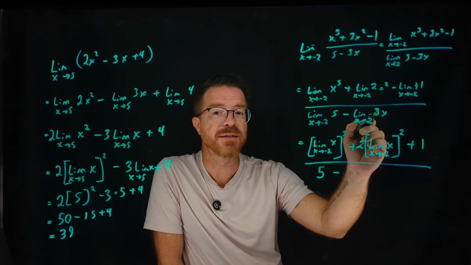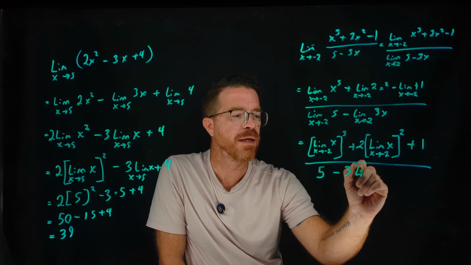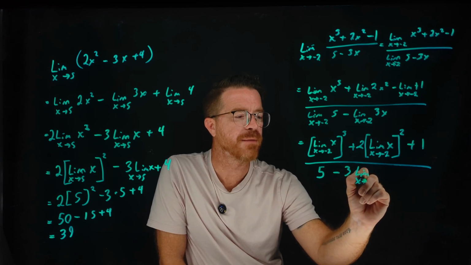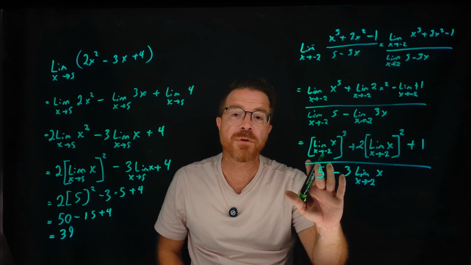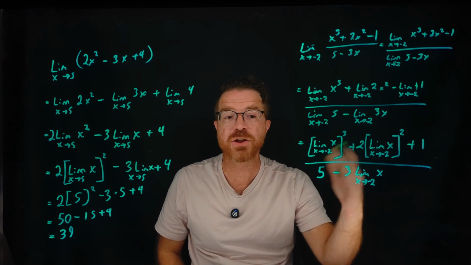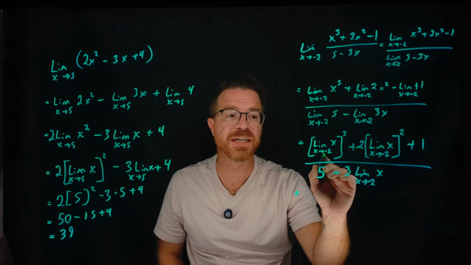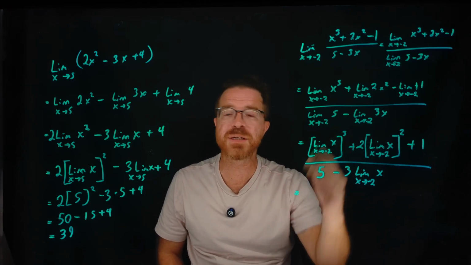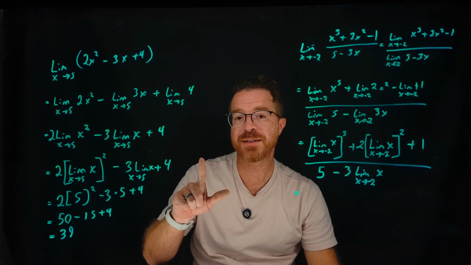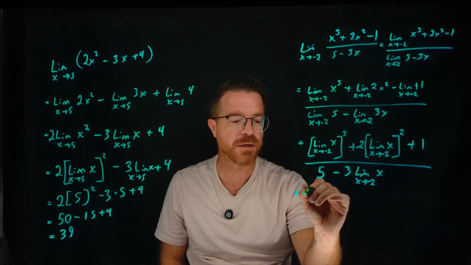Minus, this one has a constant in front of our x. So we're going to pull that constant out. So we're going to get minus 3 limit as x approaches negative 2, x. So now that all of our limits are in terms of x, we can actually evaluate this. So doing this, we're going to have the limit as x approaches negative 2, x is going to be negative 2. So negative 2 cubed is going to be negative 2 times negative 2 is positive 4. Positive 4 times negative 2 is going to be negative 8.